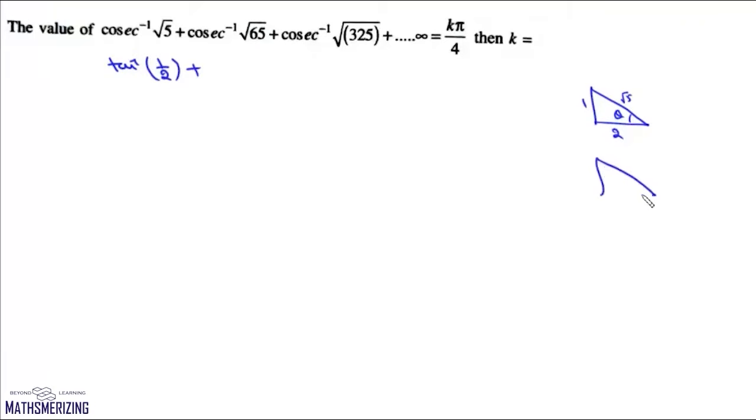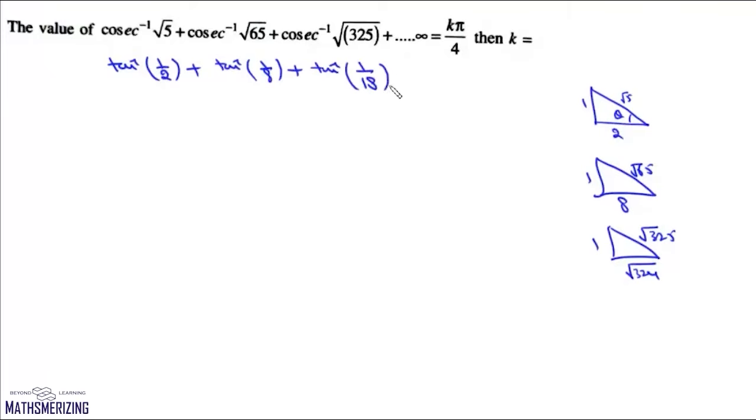Now for the second one, we'll have root 65, this is 1, and it'll be root 64, it'll be 8, so it'll be tan inverse 1 by 8. Next one will be 325, 1, and it'll be under root of 324, it'll be tan inverse 1 by 18, and this series will continue up to infinite.